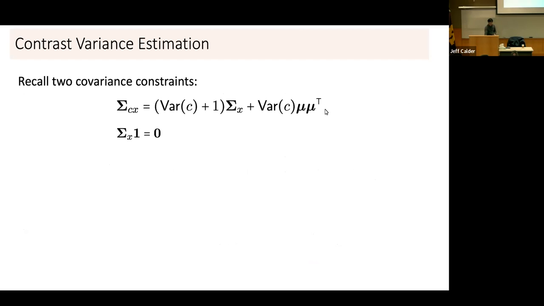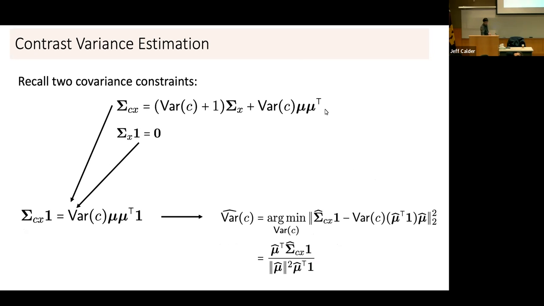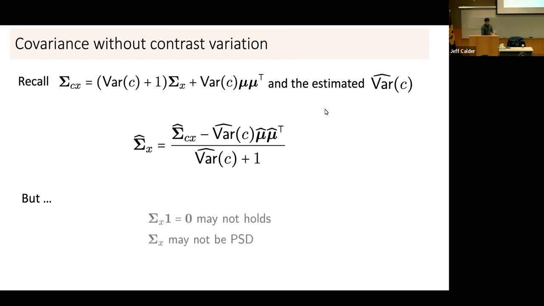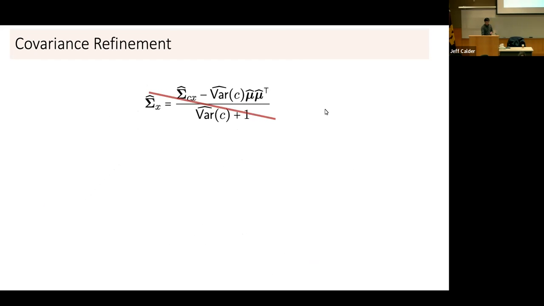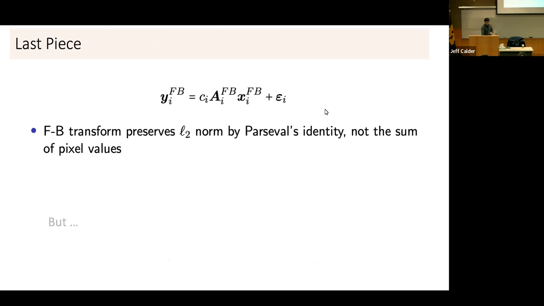Okay, given these two assumptions, you can actually use these two constraints to estimate the contrast variation by least squares. Assume that you already estimated this Sigma of C_x by the original CWF method. So based on two constraints, you can actually refine your covariance. And the one last piece is that in the Fourier-Bessel space, it only preserves the L2 norm. But all we talk about is the sum of pixel values, and it no longer preserves the sum of pixel values. How can we handle it?